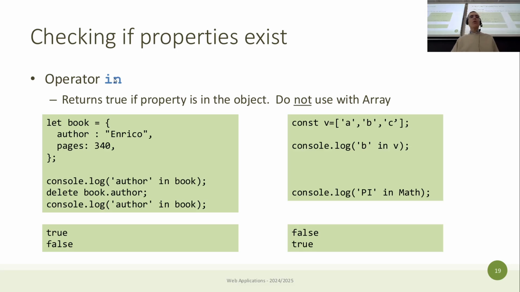The operator in works also outside the for, basically to check if a property exists. Remember again, just properties. You cannot check if a value exists in an array with in, like you do in Python. Here you cannot. It's just for properties.